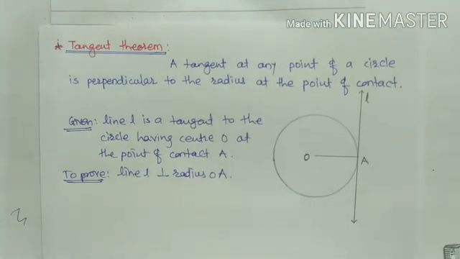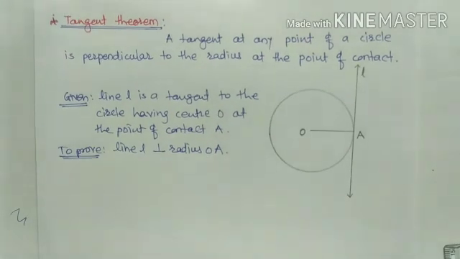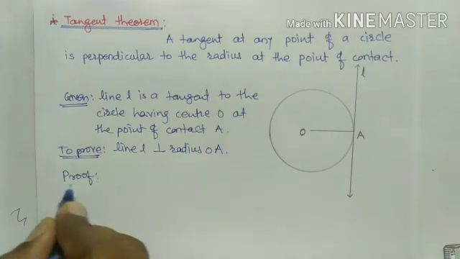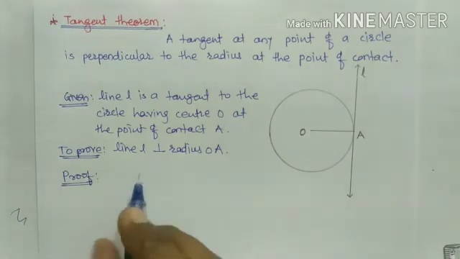OA is perpendicular to line L at point A, this we have to prove here. Now here we give the proof of the statement by using the indirect method.